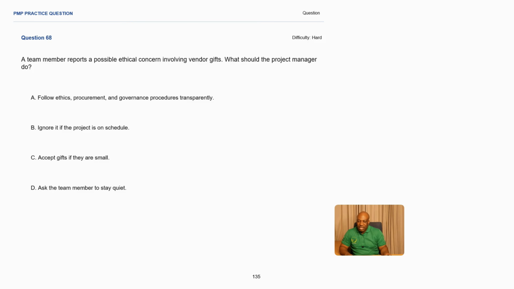Practice question number 68. A team member reports a possible ethical concern involving vendor gifts. What should the project manager do? Okay, so we have a team member here raising a possible ethical concern about some gifts happening in the project. The difficulty level is hard here. Number one, follow ethics, procurement, and governance procedures transparently. I like this one. You're following ethics.